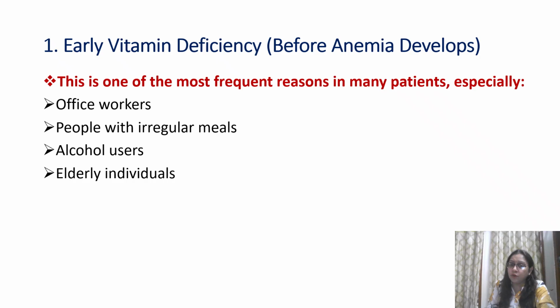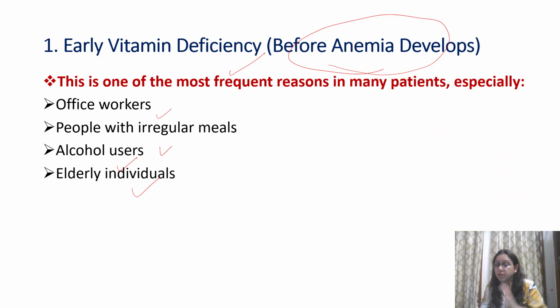Before frank anemia develops, certain changes happen at the bone marrow level, in the initial stage. This early vitamin deficiency occurs in office workers, people with irregular meals, alcohol users, and elderly individuals. They can land up with vitamin B12 or folic acid deficiency. Chronic alcoholics can have early vitamin deficiency features. So this is a sign that should alarm the clinician as well as the patient: I may land up in vitamin deficiency, or I may be having other causes.